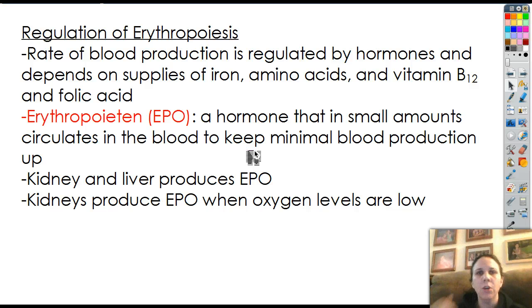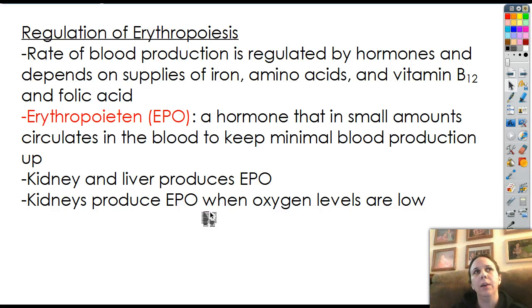But if you're sick or you just lost a whole lot of blood, then EPO is going to kick into gear and tell your body to make some more blood cells. Your kidney and your liver produce EPO since they're always constantly filtering your blood. They kind of keep track of how many blood cells you have and tell the EPO when to do its job. Your kidneys will produce EPO when oxygen levels are too low.